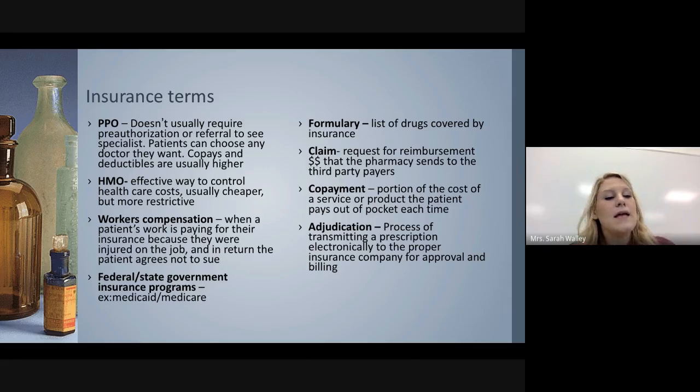Anyway, a copayment is basically what you're going to pay as the patient. And usually you've either got a copayment, an amount you pay every single time for this medication, or it's a percentage. And then adjudication is the process of submitting a prescription electronically to the proper insurance company for approval and then billing. So it's basically this whole process of sending in the claim, getting the money back, all of that. They have a name for it. It's called adjudication. It's the process of the pharmacy getting paid.